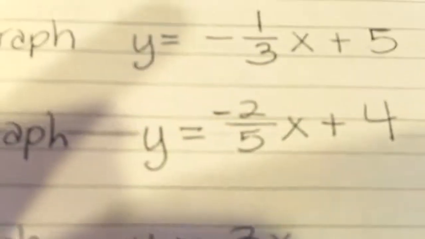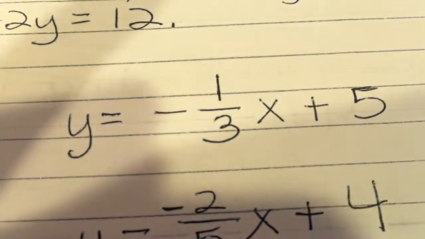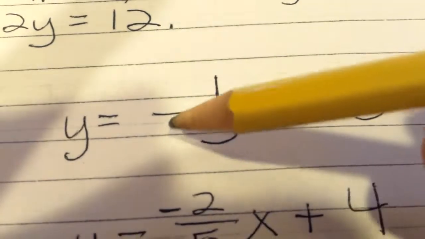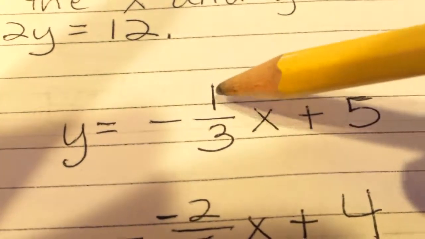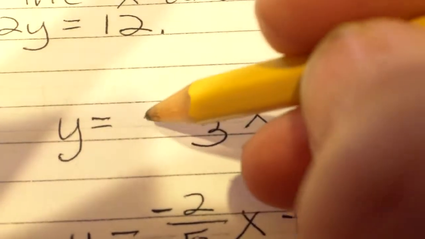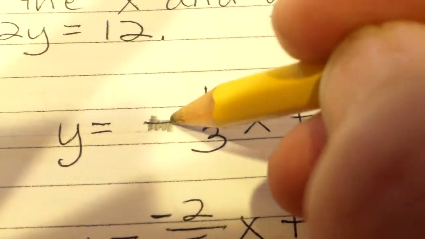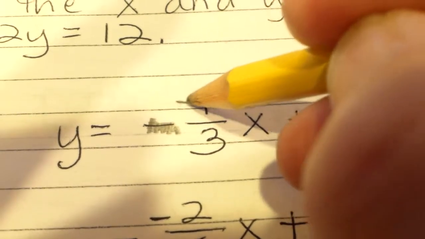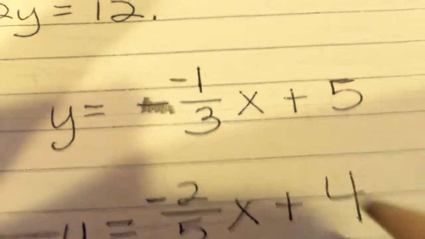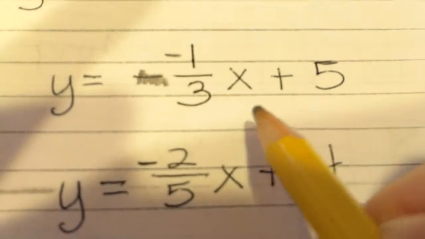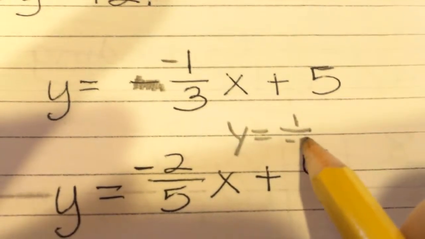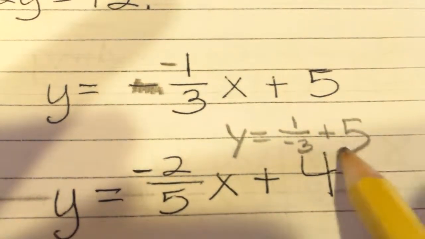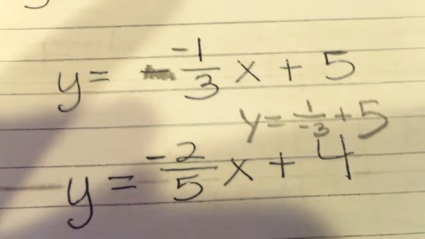Graph y equals negative 1/3 x plus 5. Now look, my slope is negative. Is the rise negative or the run? Well, it doesn't matter. It can be either one. So it's negative 1/3, so I can make this negative. Or if I wanted to, I could say y equals 1 over negative 3 x plus 5. Both of those will work, and I'll show you.